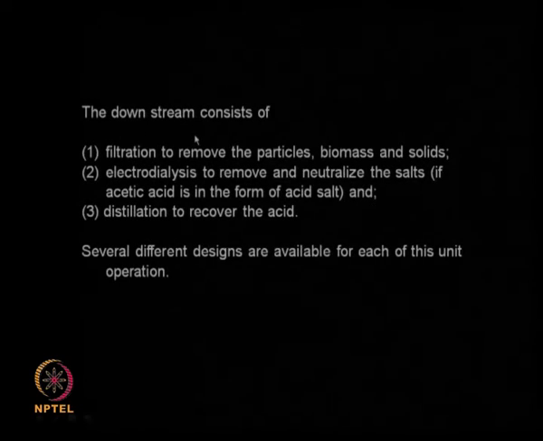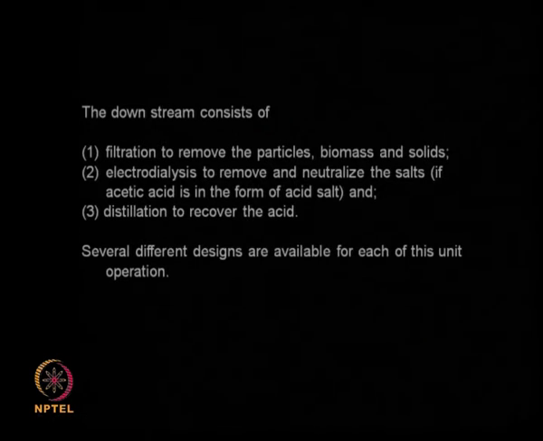So what are the downstreams? Once you make the acetic acid, you have to filter the media for removing the particles, biomass and solids, and then you resort to electrodialysis to remove and neutralize the salts that are present, because you are going to have a lot of salts present, so that the acetate becomes acetic acid, and then finally you resort to distillation to recover the acid. So these are the three downstream steps in acetic acid manufacture.